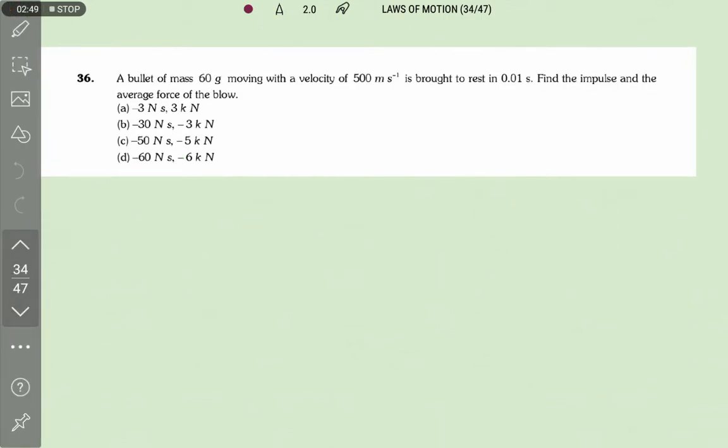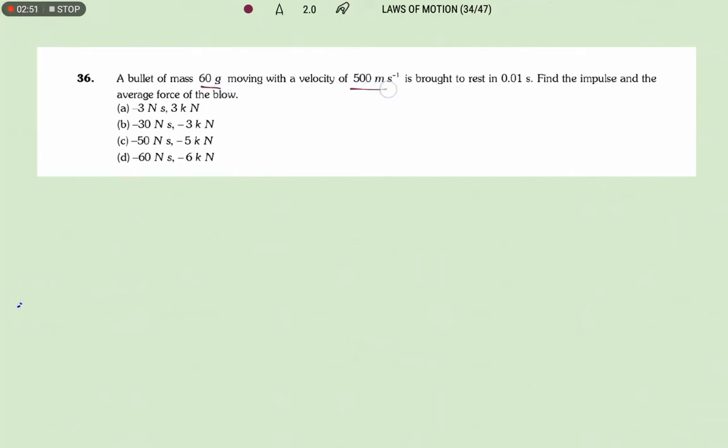Right, a bullet of mass 60 gram moving with a velocity of 500 meter per second is brought to rest in 0.01 second. Find the impulse and average force of the blow. So impulse they are asking. What is meant by impulse? Impulse is nothing but the change in momentum. So we can write J equals delta P. That means we need to find change in momentum.